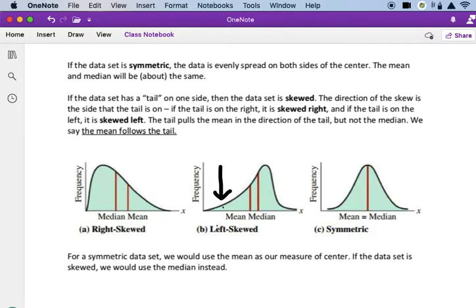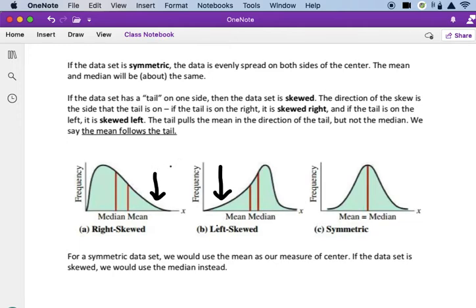Now notice it's the tail, which is kind of a long and low part of the graph, not where the peak of the graph is. This is left skewed, but the peak is on the right side of the graph and the tail is on the left. Right skewed means that the tail is on the right of the graph.